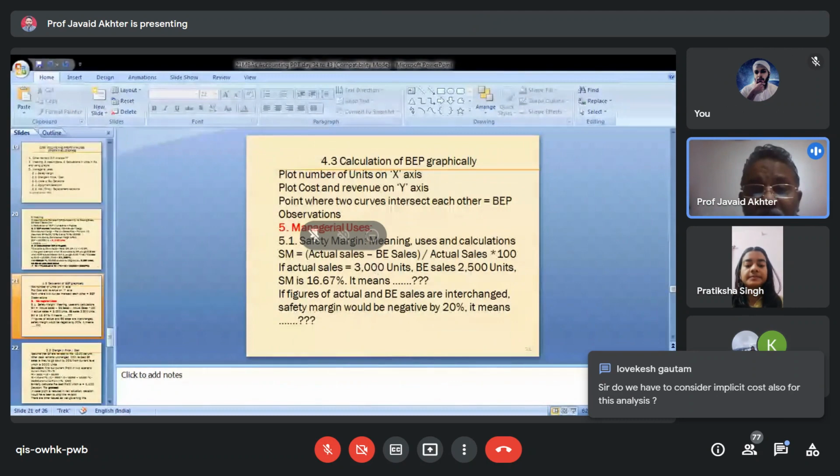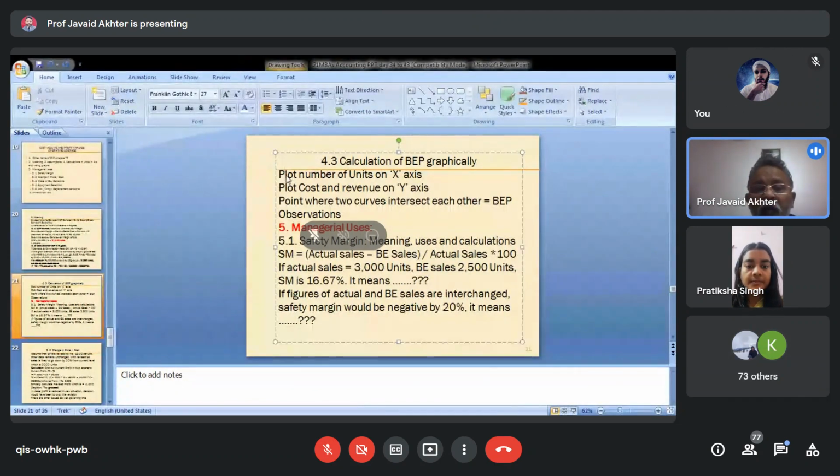Now, calculation of break-even point graphically. So you all know that in order to plot a graph, you have two axes, X and Y.